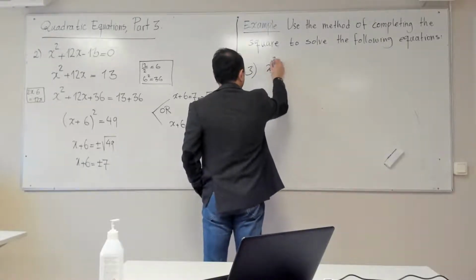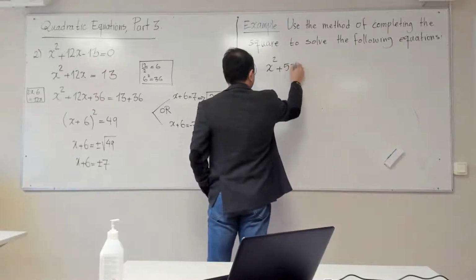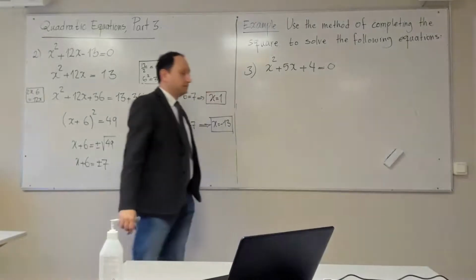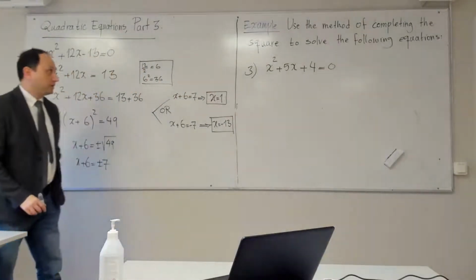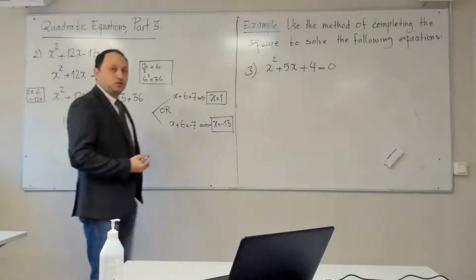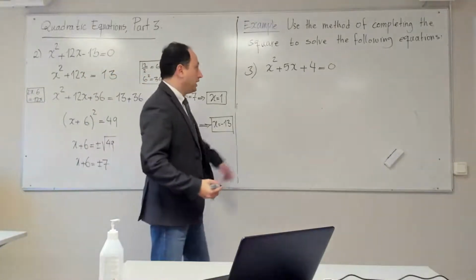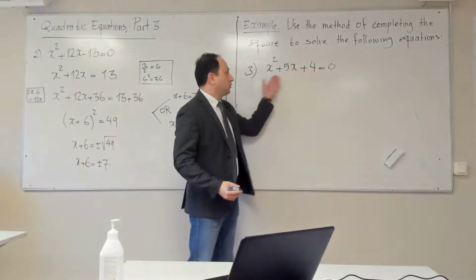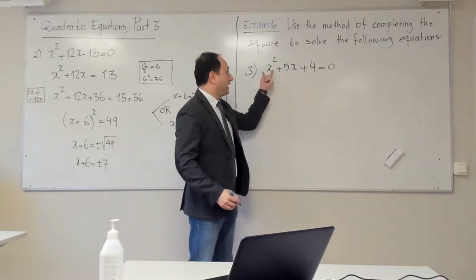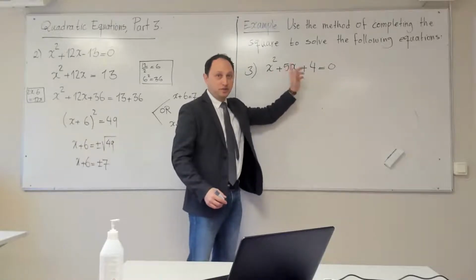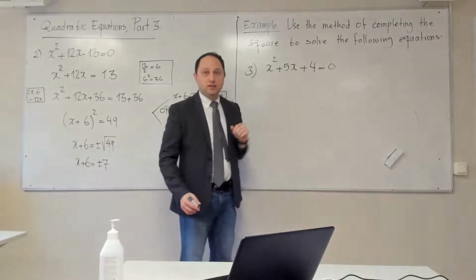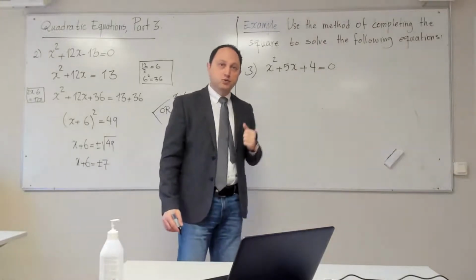x squared plus 5x plus 4 equals 0. I want to solve this equation. What we need to do is as before. First of all, is it a complete square? No. I have 3 terms, that's correct, but I have 2 complete squares. Be careful. I have 2 complete squares, but this is not a squaring pattern.